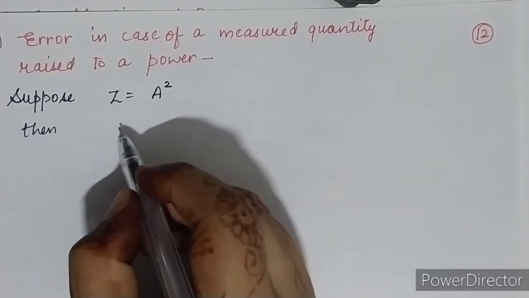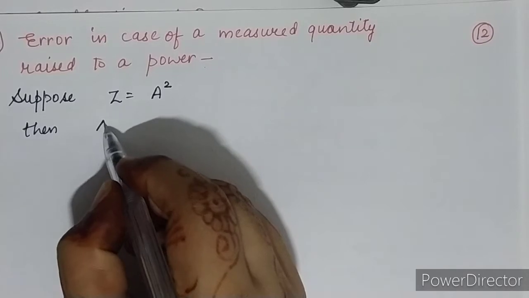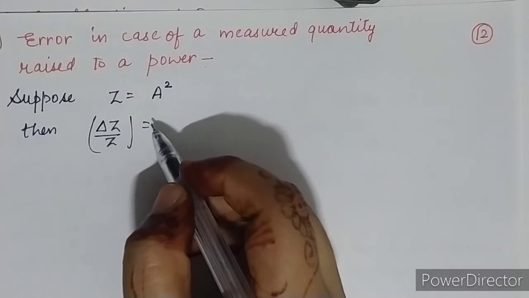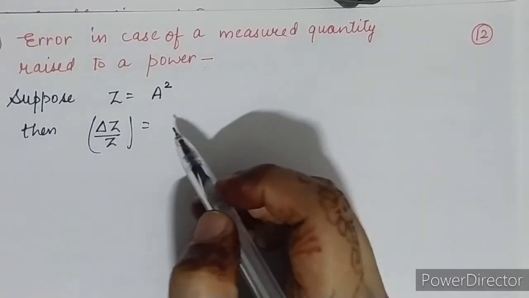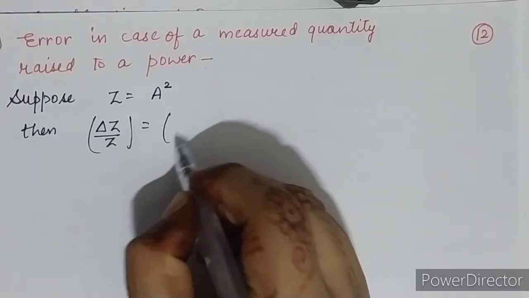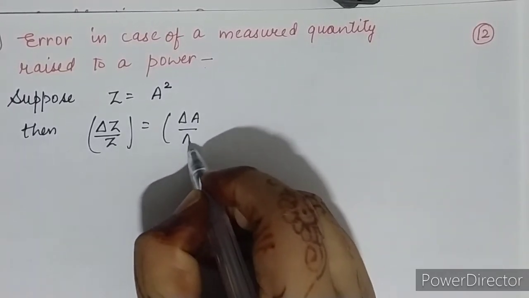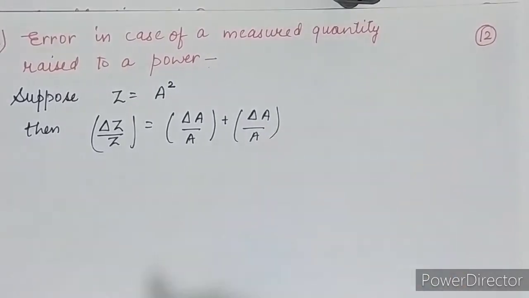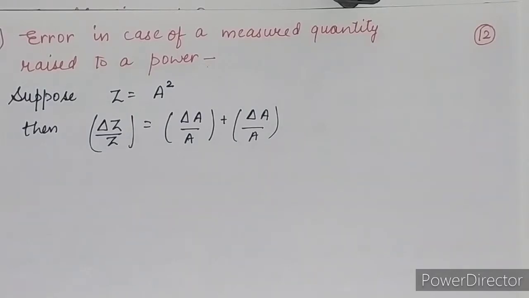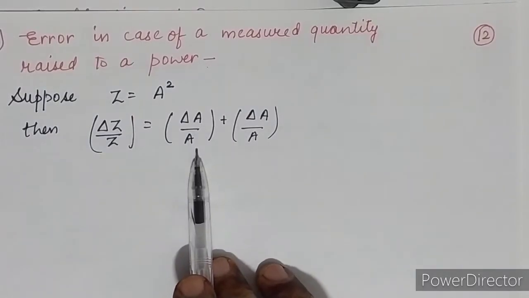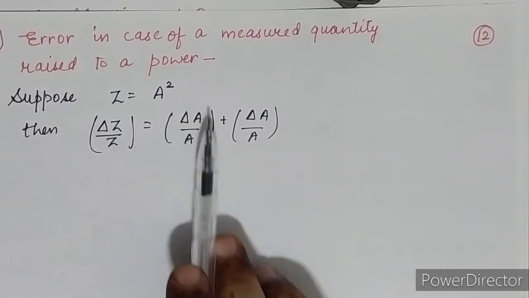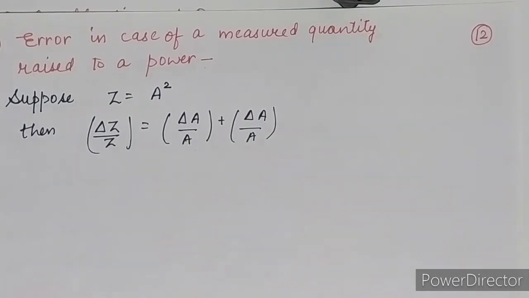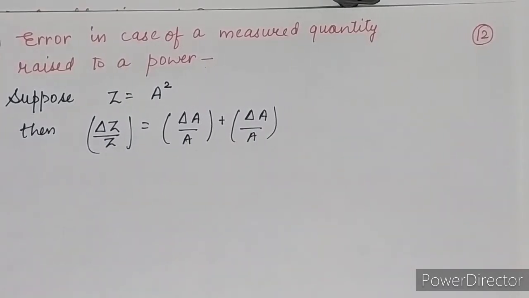I am taking the values. So delta z upon z is the combination, and this will be delta a upon a. Since this is a square, in the plus form we always have to write it two times: delta a upon a plus delta a upon a. As I told you, this is the ratio of the absolute error to the individual value. Here the power is 2, so we write it two times in the plus form. Always remember the error should be in the plus form, as we discussed in yesterday's error of a sum.